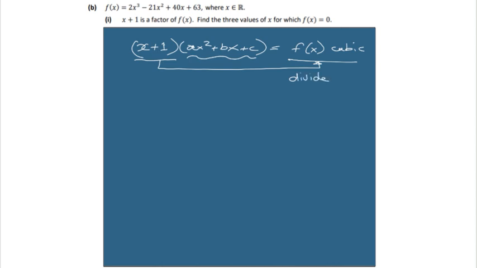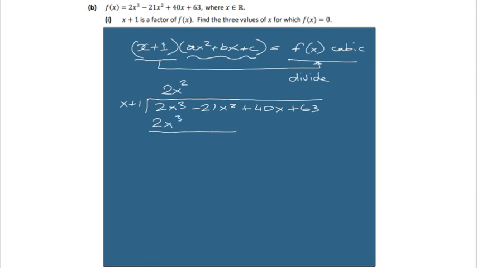Alright, so let's put it all together. So we do the long division, x plus 1 into 2x cubed minus 21x squared plus 40x plus 63. So the first term will be 2x squared, and let's multiply down. So 2x squared by 1 is plus 2x squared. So then I'm going to subtract and change my signs. So I get a plus or a negative and a negative. Alright, so that will give us a result of minus 23x squared. Bring down the next term, so we bring down our 40x plus 40.